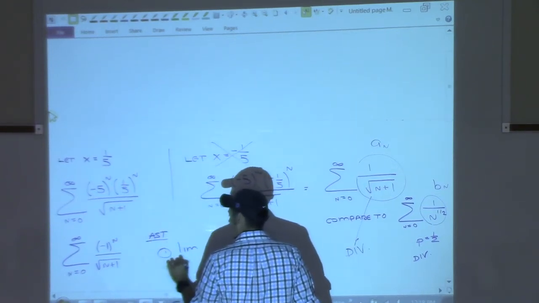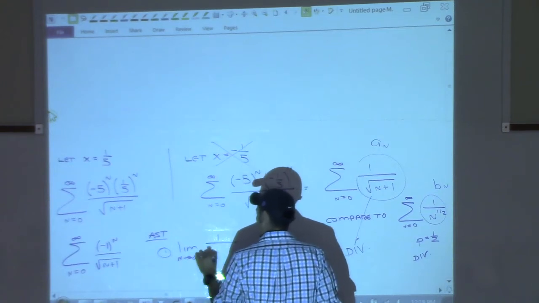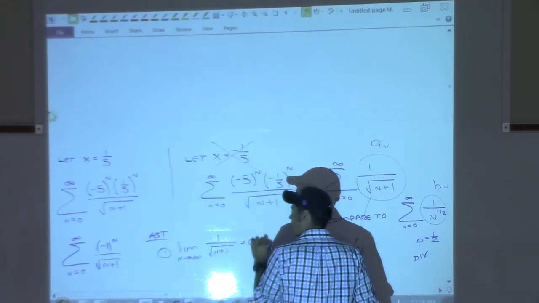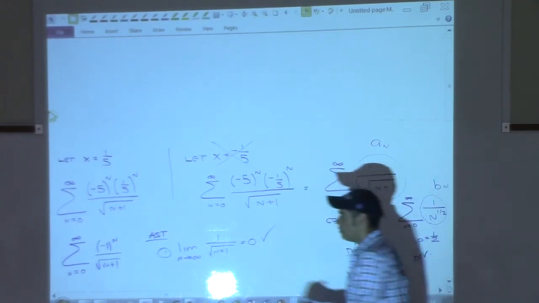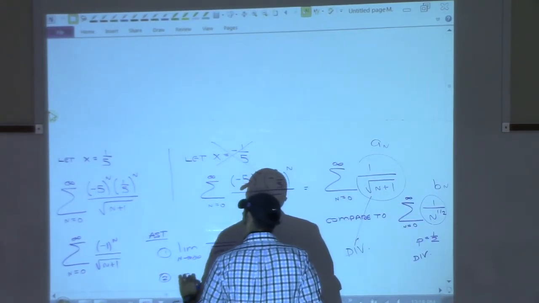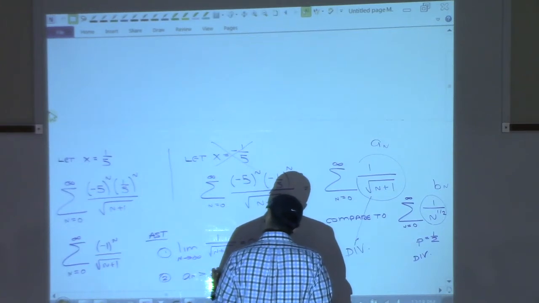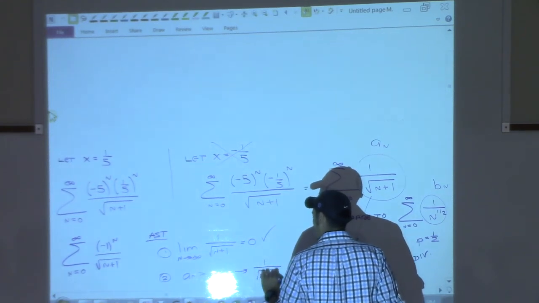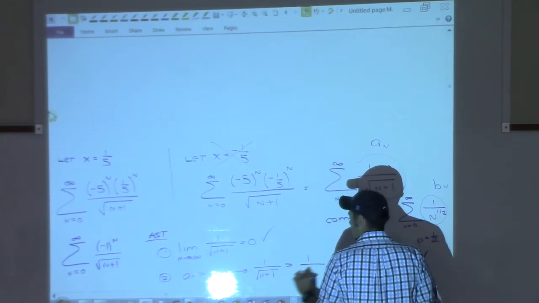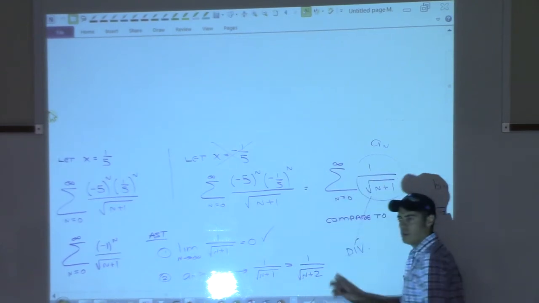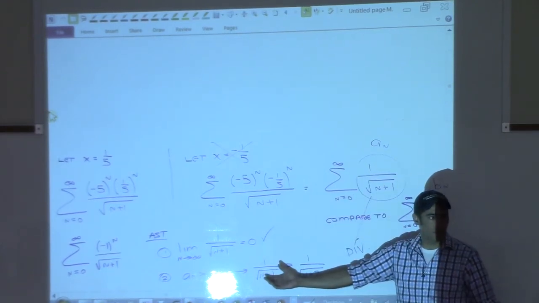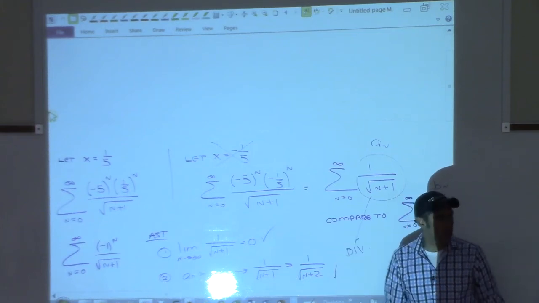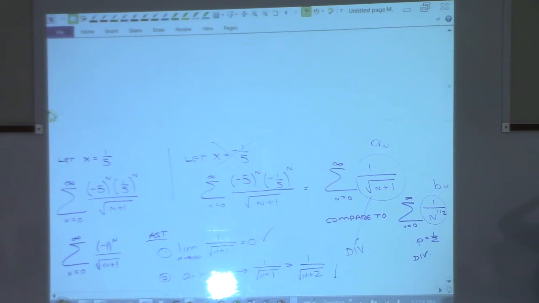First thing, take the limit as n goes to infinity of 1 over the square root of n plus 1. It goes to 0, check. And then the second part would be to show that a sub n is bigger than a sub n plus 1, which is the same as showing that 1 over the square root of n plus 1 is bigger than 1 over the square root of n plus 2. And that's true because this denominator is bigger than that one. So that checks. So what does it do? Converges. And so do we want to include 1/5 in our answer? Yes, this time we do.